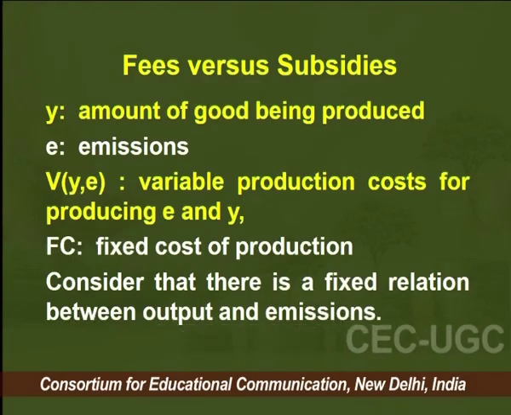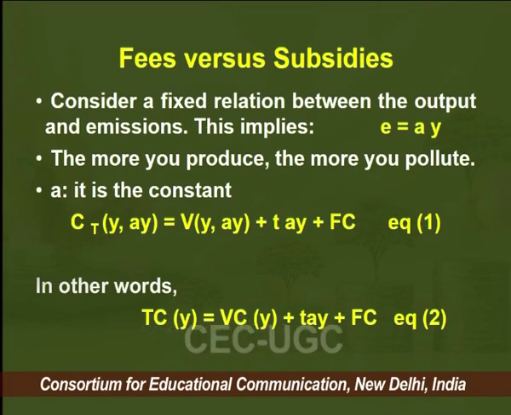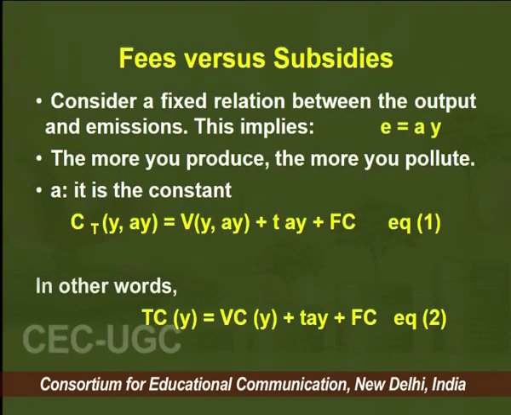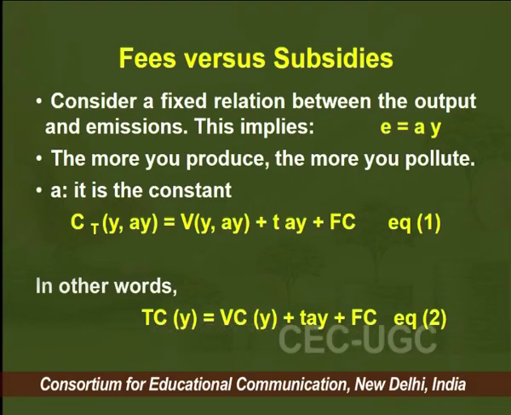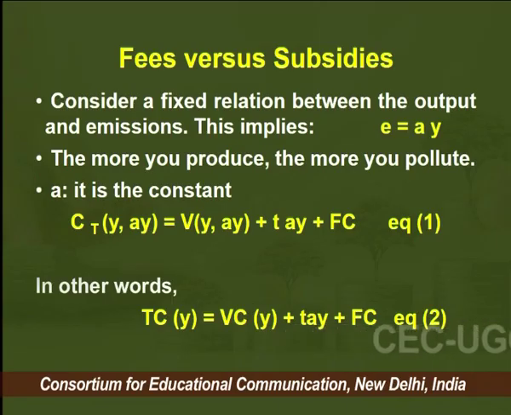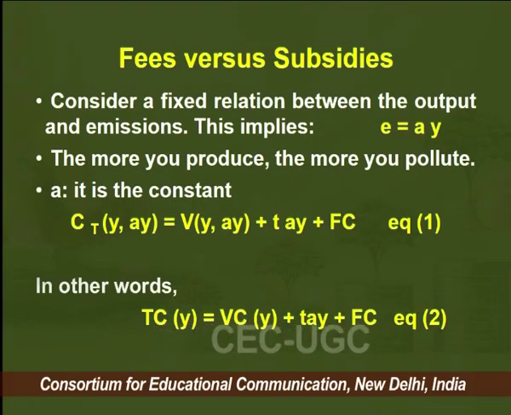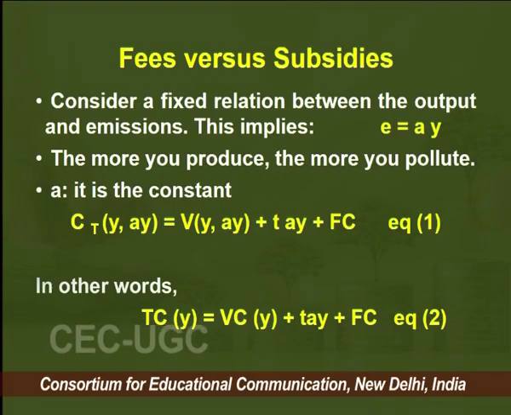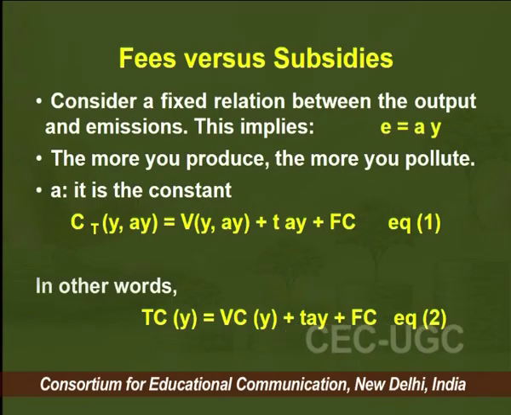Consider this fixed relationship between Y and E, that is, output and emission. Here is another assumption: we assume that the emission has a constant proportion with the output. We consider there is a fixed relationship between the output and emission, and this is given by E equal to A into Y. In other words, as we produce more and more we are going to pollute. So E is positively related with Y, and A, which is the constant, is a positive constant. There is no way you can reduce pollution unless you make some provisions or more expenditure for that. So E is equal to AY.